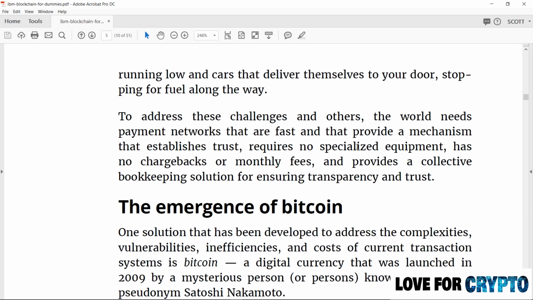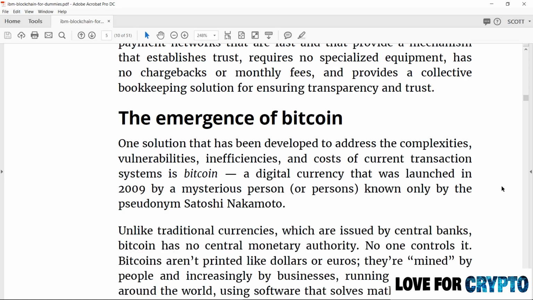To address these challenges and others, the world needs payment networks that are fast and provide a mechanism that establishes trust, requires no specialized equipment, has no chargeback or monthly fees, and provides a collective bookkeeping solution for ensuring transparency and trust. And that's where the emergence of Bitcoin comes in.